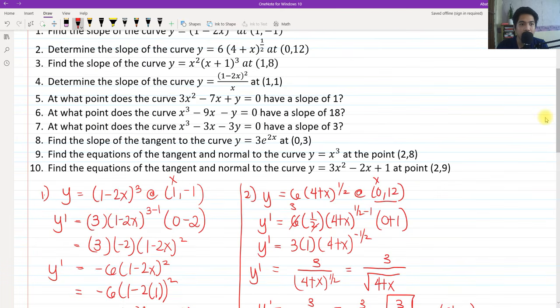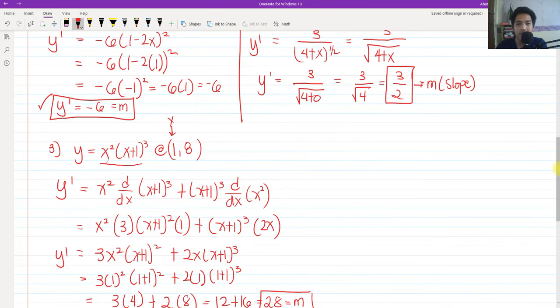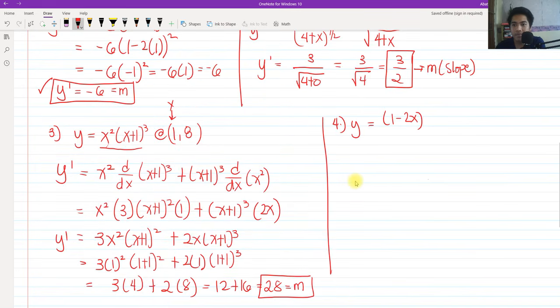Okay, let's try number 4. Determine the slope for the curve y equals (1 minus 2x) squared all over x at the point (1, 1). So we have y equals (1 minus 2x) squared all over x, at the point (1, 1). So, again, this is another rule. We practiced the product rule on the previous number, but here we're going to practice the quotient rule.